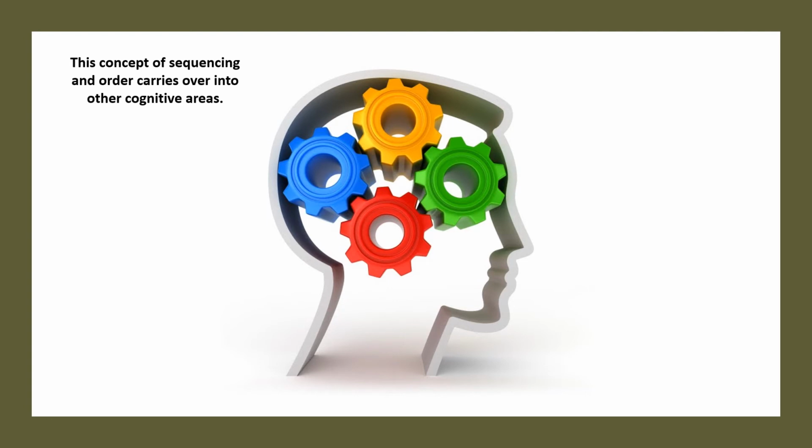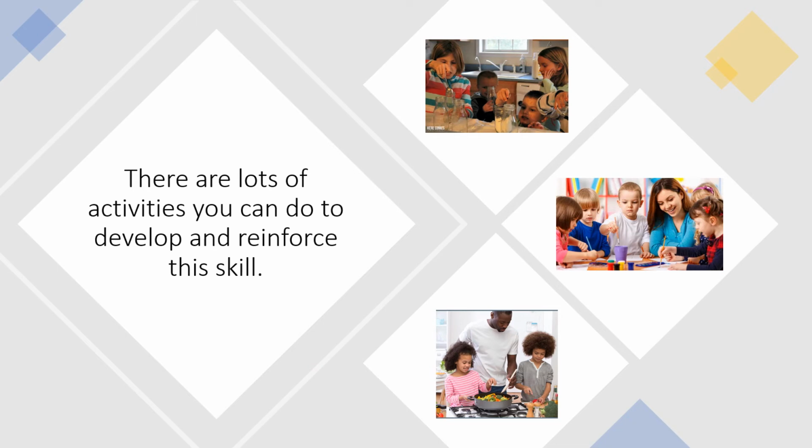The concept of sequencing and order carries over into other cognitive areas. The idea that things have a specific order reinforces counting and math skills. The proper sequencing of events affecting outcomes is directly related to science. There are lots of activities you can do to develop and reinforce this skill. Following a recipe, doing a science experiment, or making a craft are all good ways to reinforce sequencing skills.